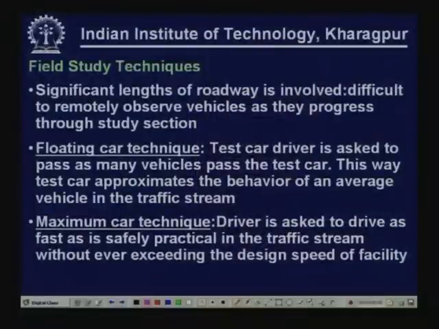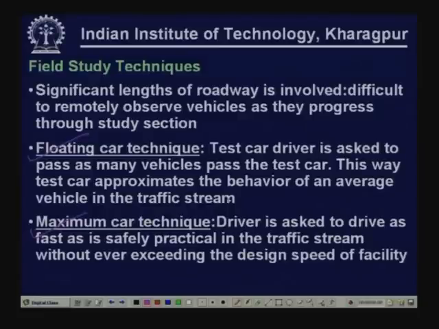So, therefore, it is very difficult to remotely observe the traffic movement on this complete study stretch, because on longer routes there are roadside establishments. So, you may not get a suitable location from where you can record or observe the complete traffic movement over the stretch. So, it is difficult to remotely observe vehicles as they progress through the study section, and that is why we go for different techniques. There are three techniques which are normally used. One is floating car technique, another is maximum car technique, and another is average car technique.